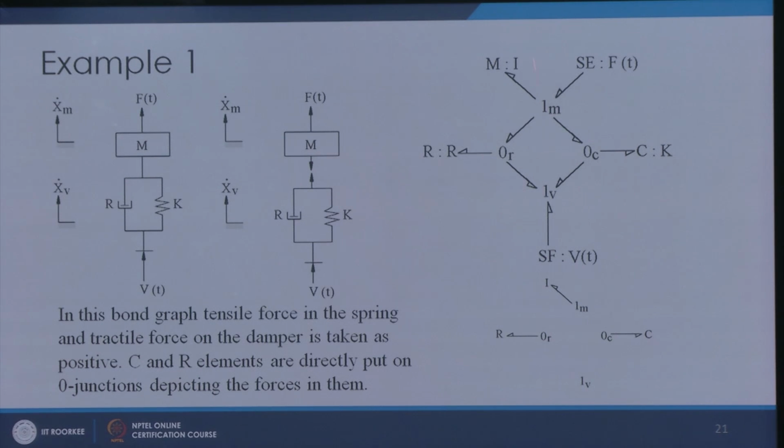Now, let us see this one. As I said, this Ft is going to accelerate this mass. So, we have this SE and this M being put like this. In these two zero junctions we can attach R and C over here. So, this way, as I said, the model for this portion is complete.